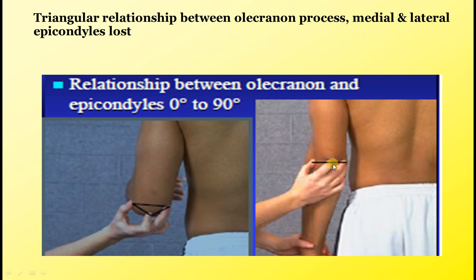So these two you should check to see whether there is an elbow dislocation. In elbow dislocation you won't get this 90 degrees, perfect triangle. But in supracondylar fractures, this triad relationship is not disturbed.